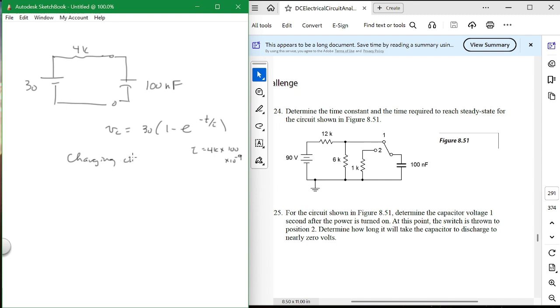And a charging circuit answer. And you say, what's the voltage across this? What's the voltage across this? It's a painful process to find, but you can find it.